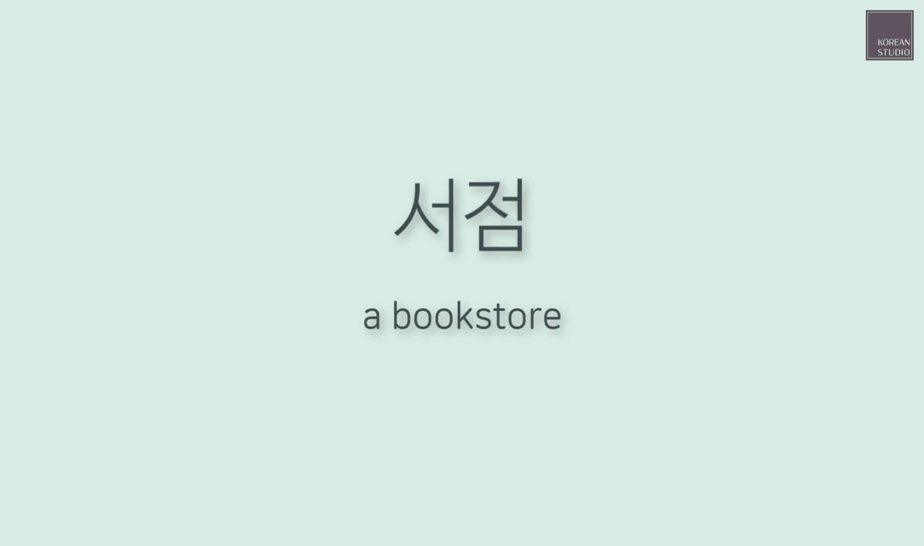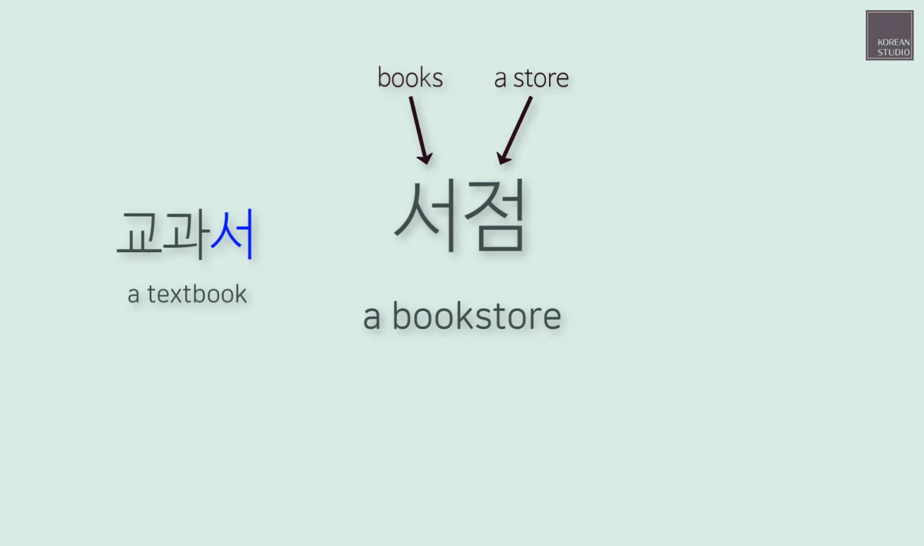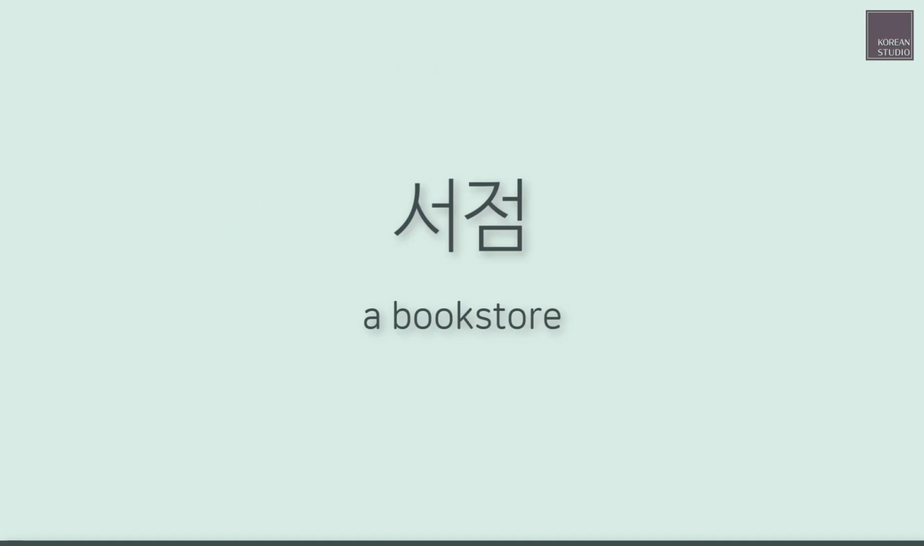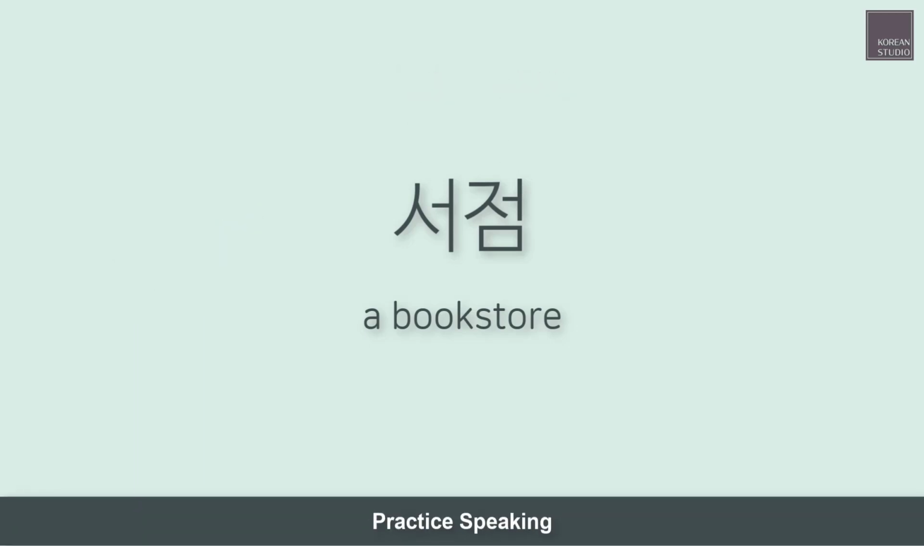Earlier, when we learned the word for a textbook, we learned that the syllable 서 refers to books, and the second syllable in this word 점 refers to shops. So 서점 means a bookstore. Let's practice saying a bookstore, 서점. Repeat after me. 서점.